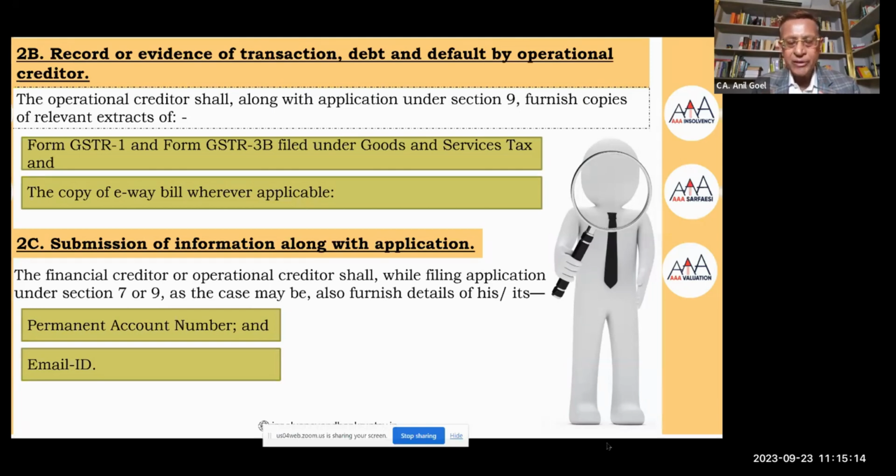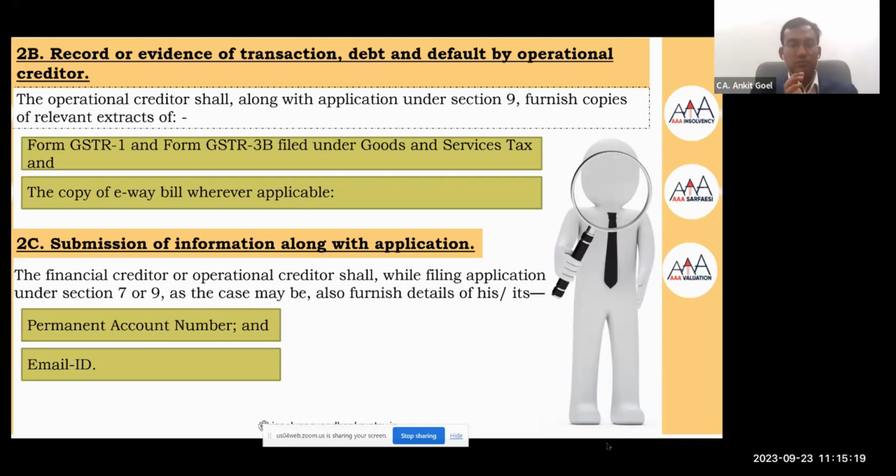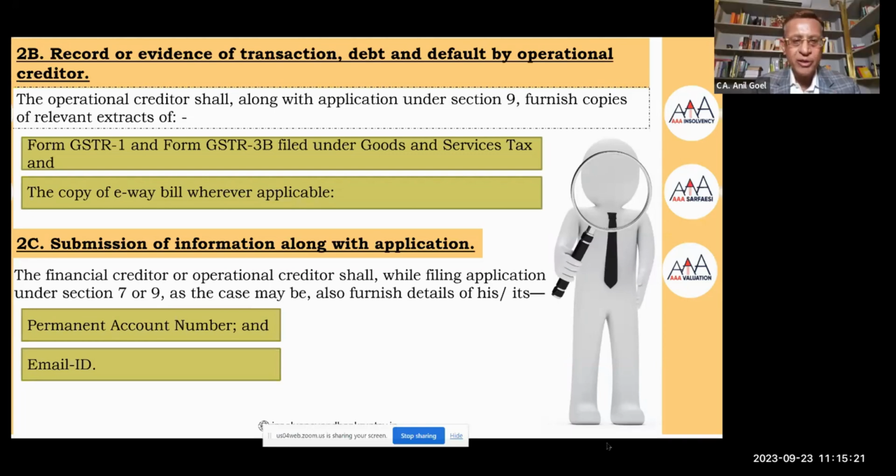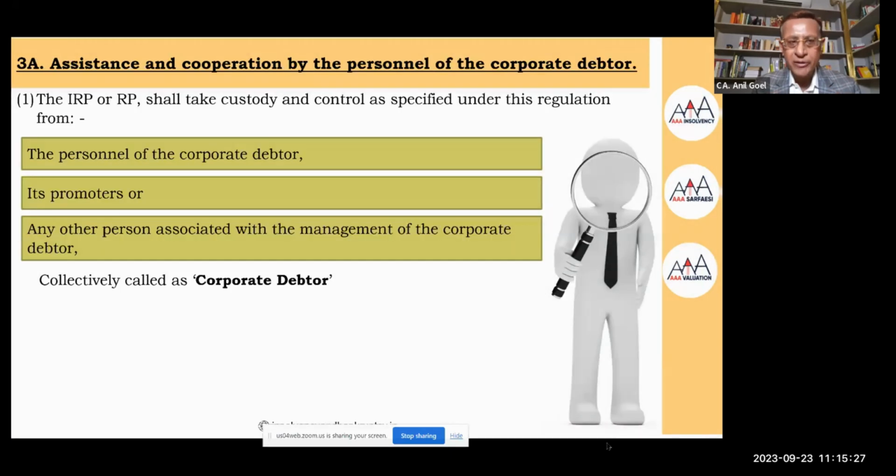The applicant should be very clear while making the application that this information is important, and the applicant should furnish all the details of the documents for all of this. So Ankit, this part is basically focused on reducing the timeline for acceptance of the applications under section 9 or 7.